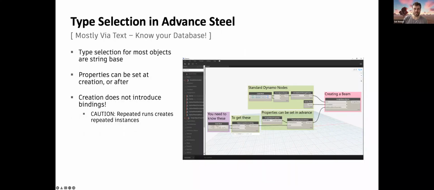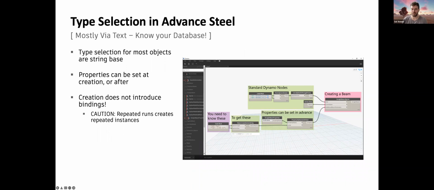Type selection inside of Advanced Steel is mostly via text, so you're going to have to know your database a bit. You're going to have to understand what you're working with for it to be successful and for you to be able to work with Advanced Steel. Most things actually come in with a string base inside of the Advanced Steel world, but properties can also be set at creation or after, similar to the way that the Revit experience works or the Civil 3D experience works with families and objects.